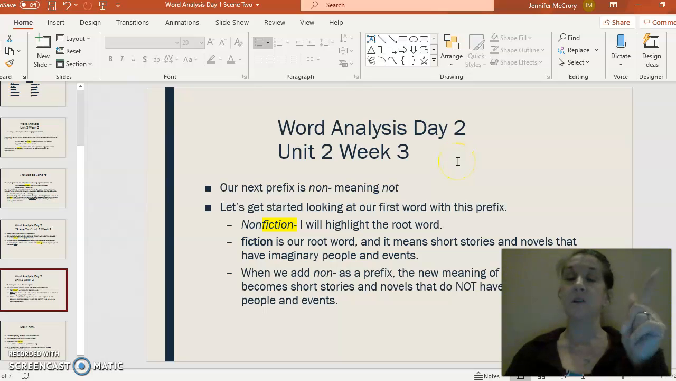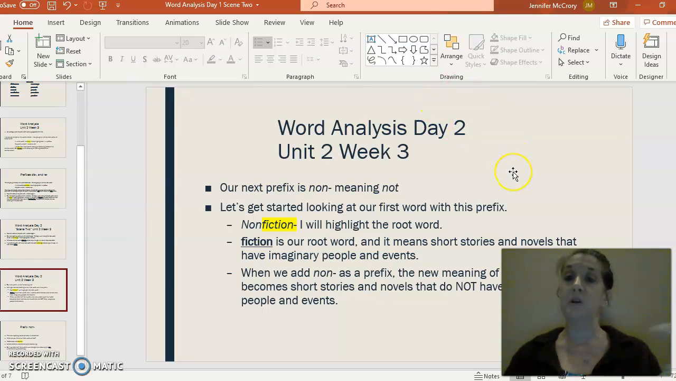You're absolutely correct. Good listening and good reading. Fiction is our root word, and it means short stories and novels that have imaginary people and events. So when we add non as our prefix, the new meaning of our word becomes short stories and novels that do not have imaginary people and events.